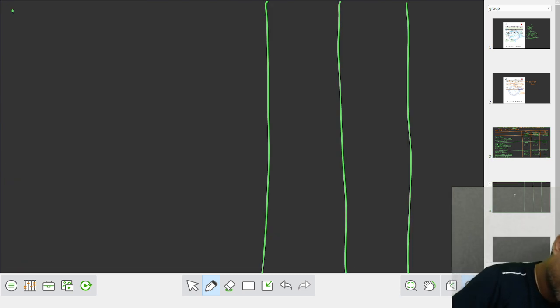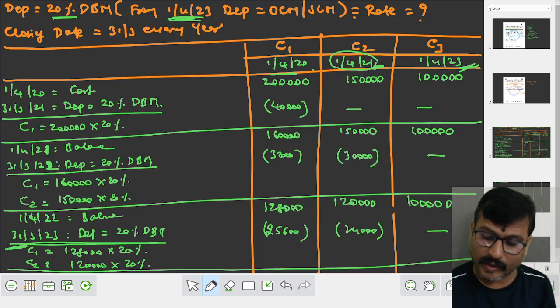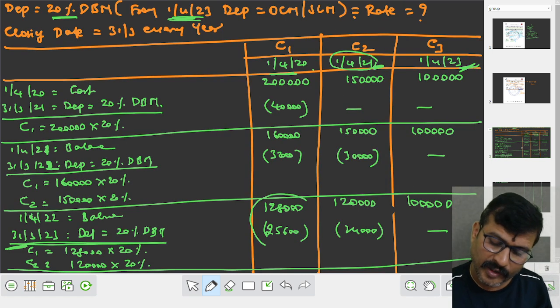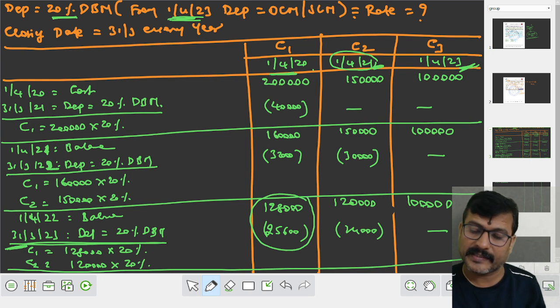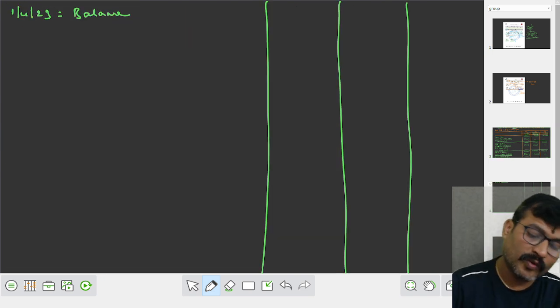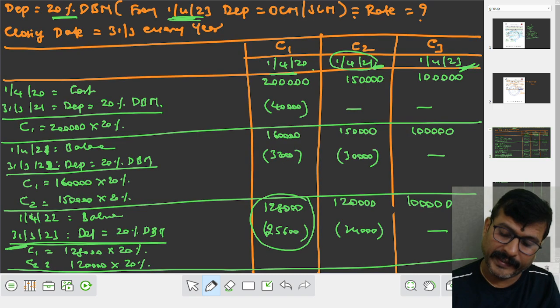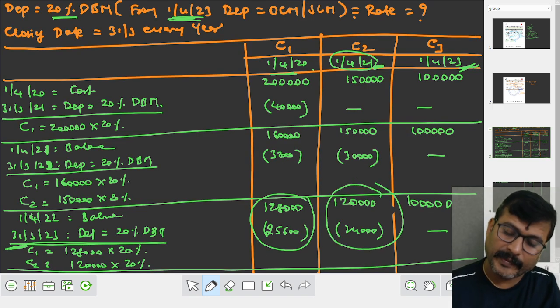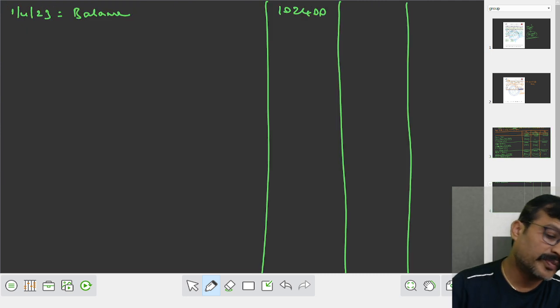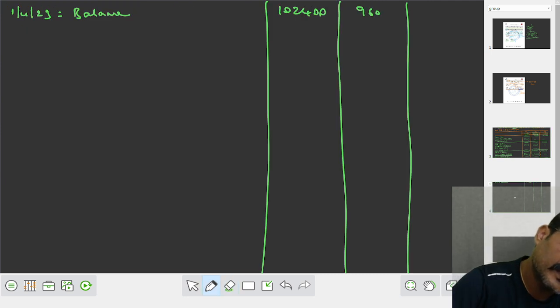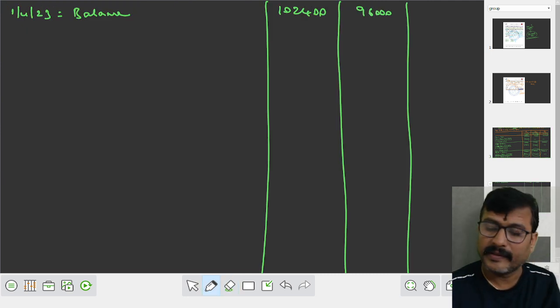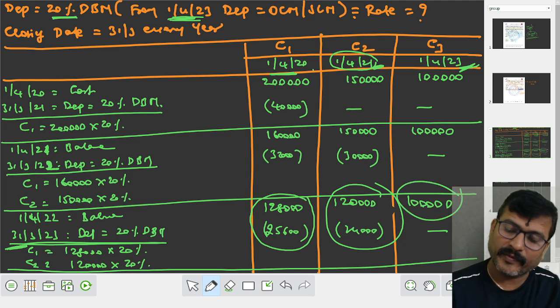Now what should I write? 1st April 23 balance. How to work out a balance? Out of 1,28,000 subtract 25,600. We are getting 1,02,400. Here, out of 1,20,000 subtract 24,000. That comes to rupees 96,000. Fine. The last computer, as it is 1 lakh, we have to take.